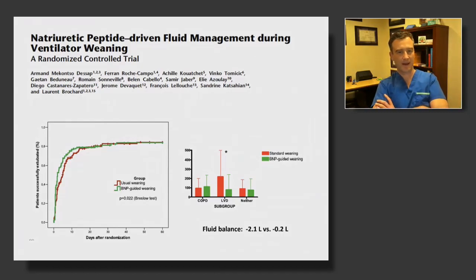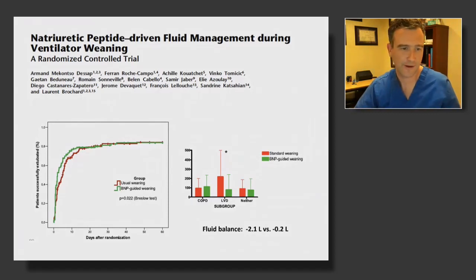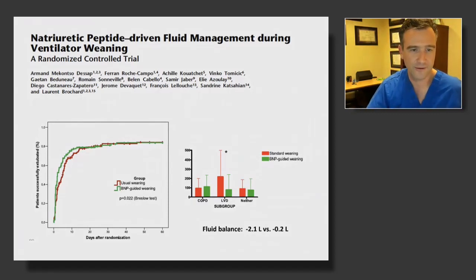I'm not making the case here for using a BNP to guide your weaning, but rather to highlight the fact that it seems that a more aggressive diuretic strategy during the weaning phase can accelerate liberation from mechanical ventilation, particularly in patients with known LV dysfunction. So I think the first thing to do that makes most sense whenever you have a patient who fails an SBT is to make sure that you diurese them as aggressively as possible to try to liberate them from the ventilator.